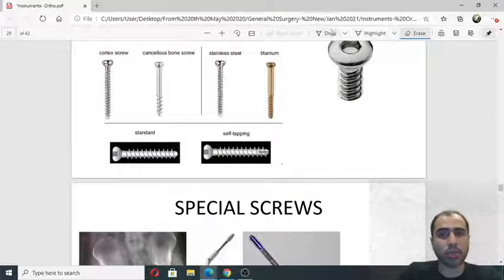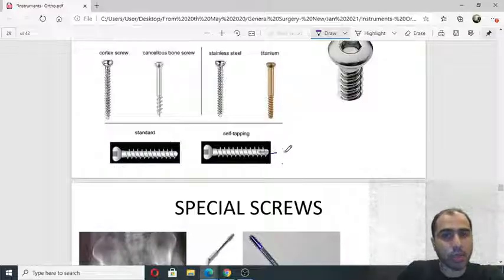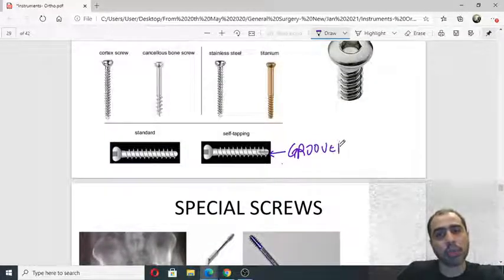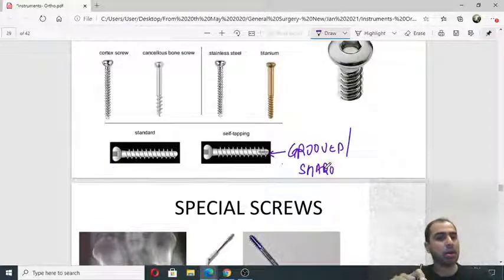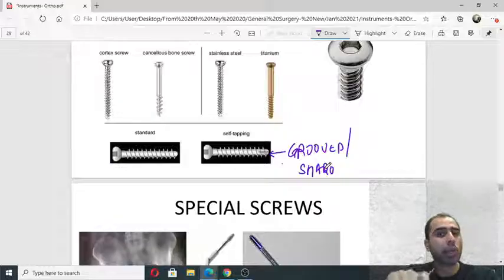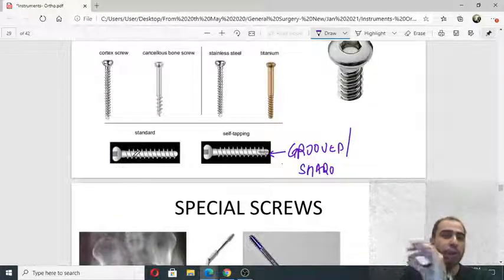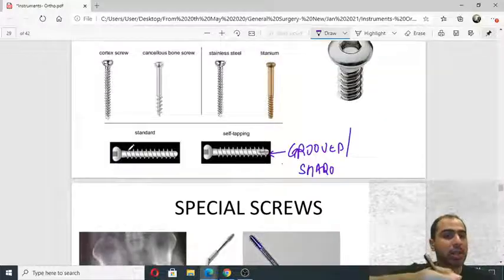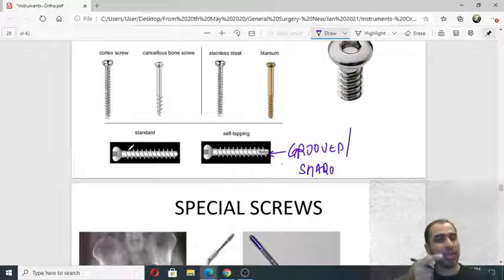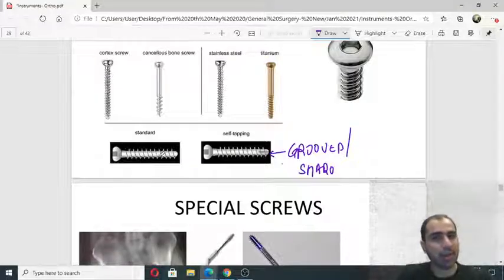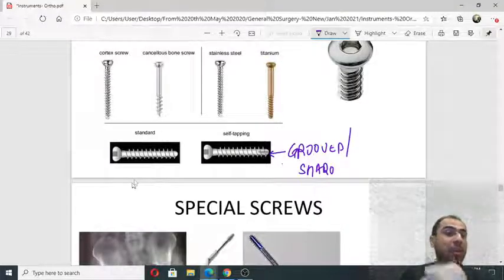A normal screw has a standard tip like this. A self-tapping screw has a grooved tip, grooved and sharp tip. It's grooved and it's sharp. Self-tapping means what? I can directly screw into the bone. A standard screw cannot be directly put into the bone. First I have to create a pathway. Like how carpenters drill the hole in the wall first, then they put the screw. Similarly, with a standard screw, first I have to make a drill.